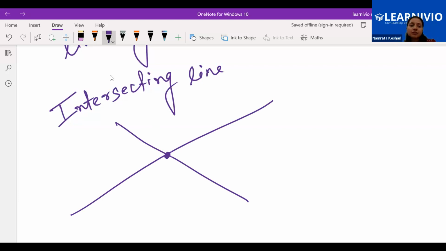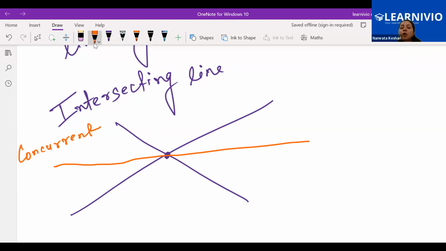Now suppose we are having one more line which is passing through the same point of intersection. Now these three lines are called concurrent lines. If we are having more than two lines passing through the same point, that's called concurrent lines. And this point is called the point of concurrency. These are just terminology which you need to know.